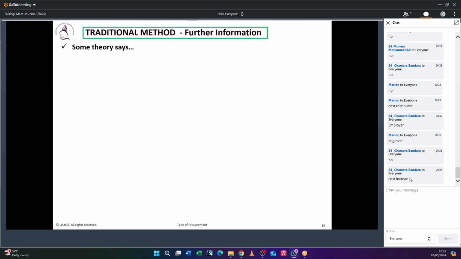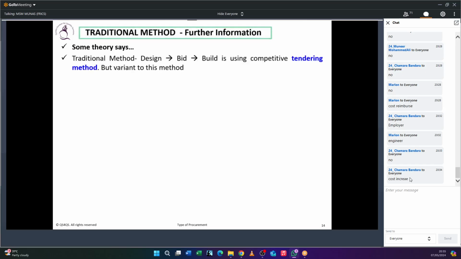You do the design and you do the construction second, and the design is done by the employer's team and the construction by the contractor's team. Under the traditional method, there are some theories you will have. So carefully understand this theory, and you will have some clarity.